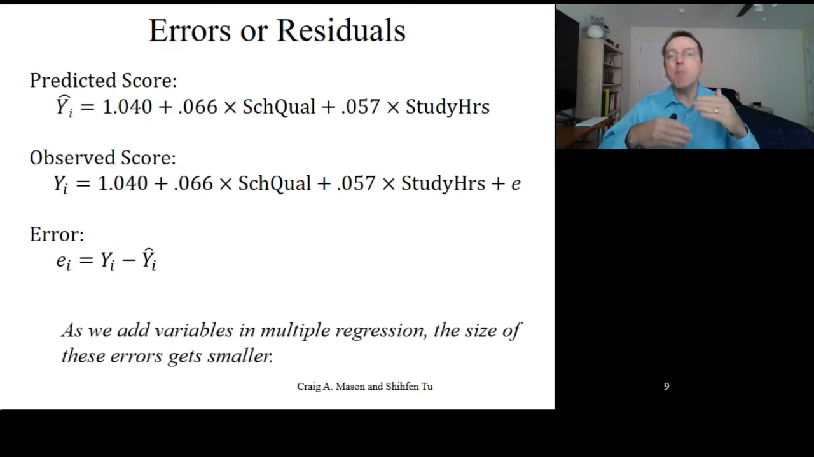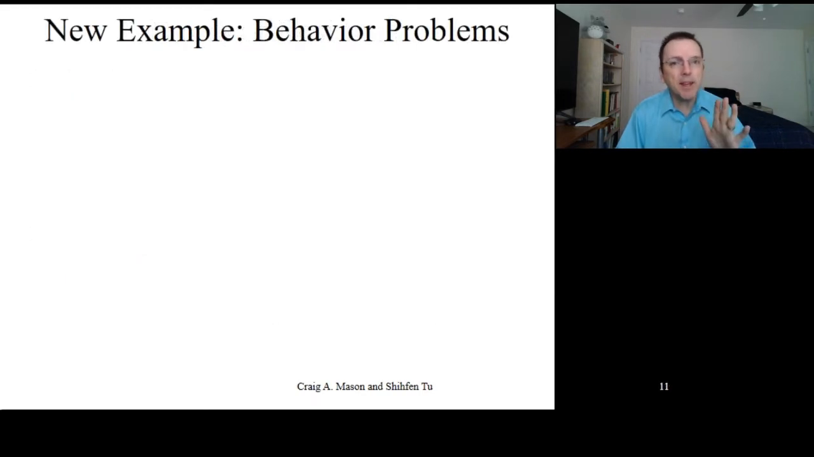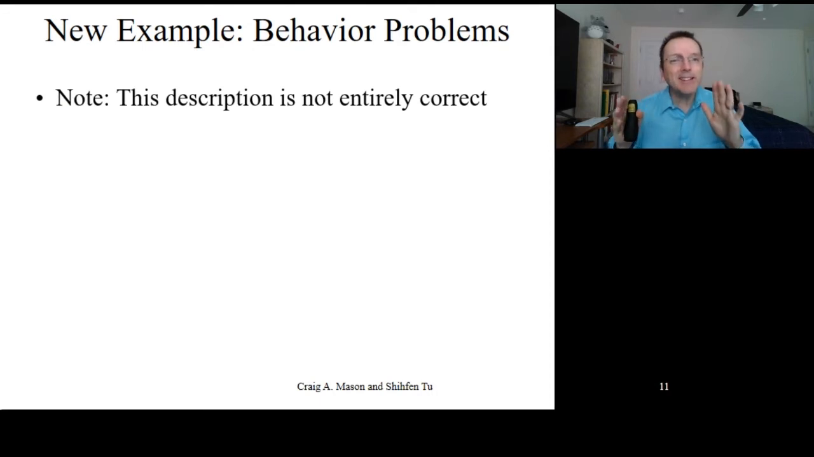Now, as we add more and more predictor variables to our multiple regression model, the size of these residuals gets smaller and smaller. And to see that, let's go through a different hypothetical example. Before we begin, two points I want to make. First, I've made up this data so that it more clearly illustrates the point I want to convey. And second, this isn't exactly entirely correct in how we're looking at multiple regression. I'll explain why at the end, okay?